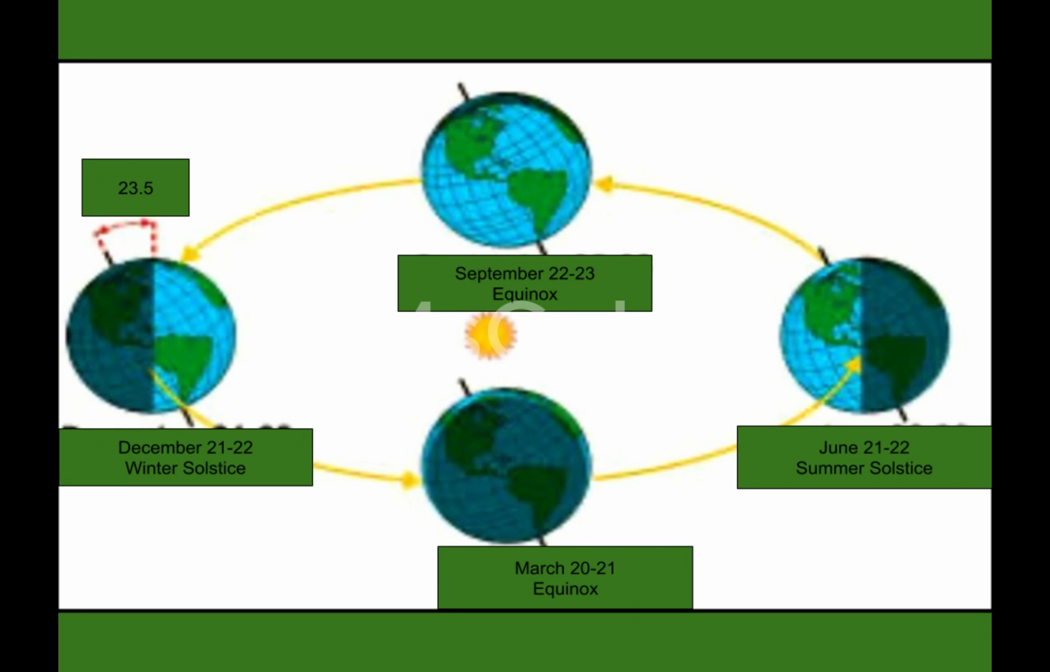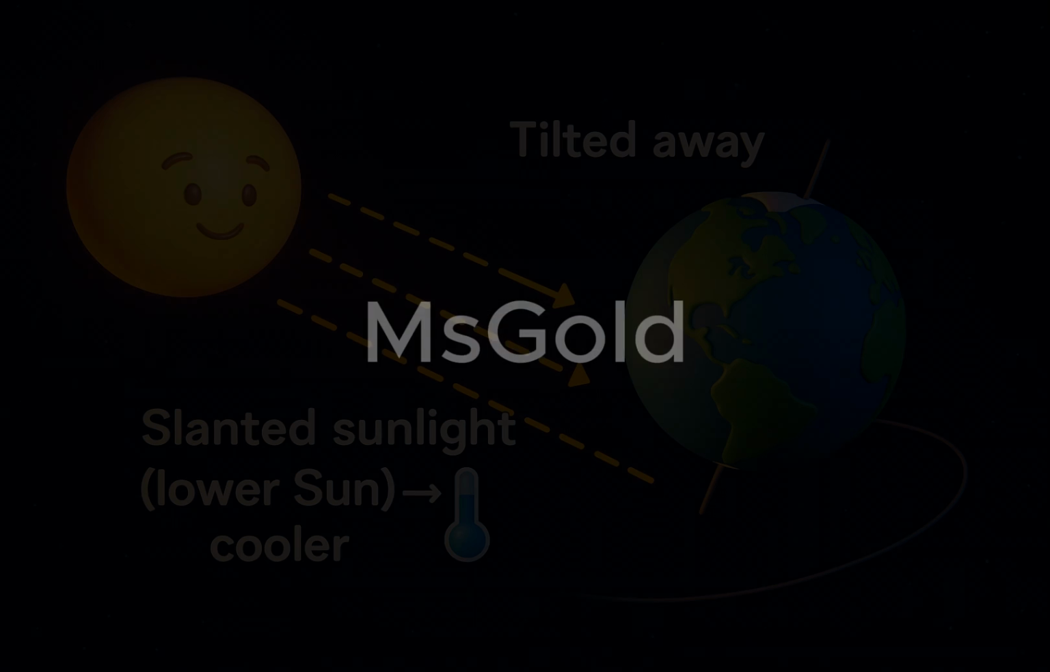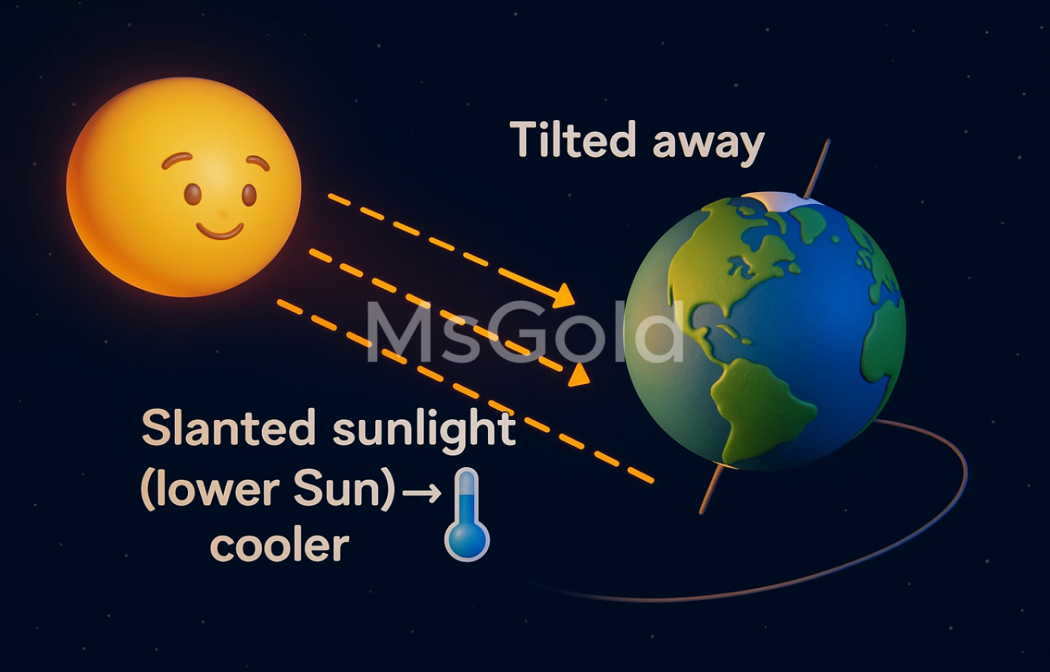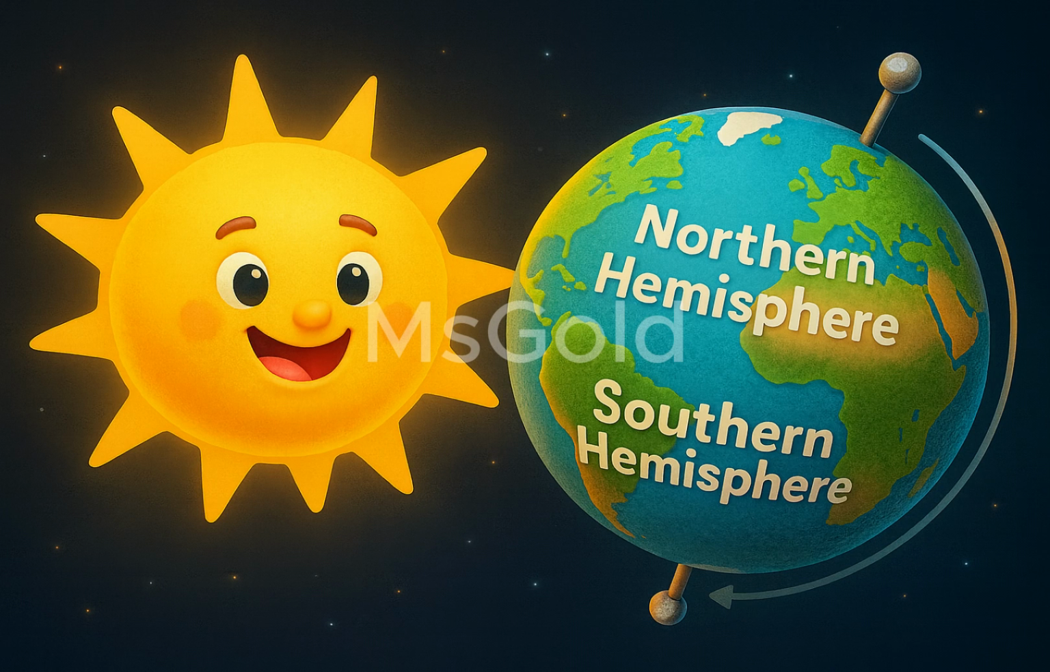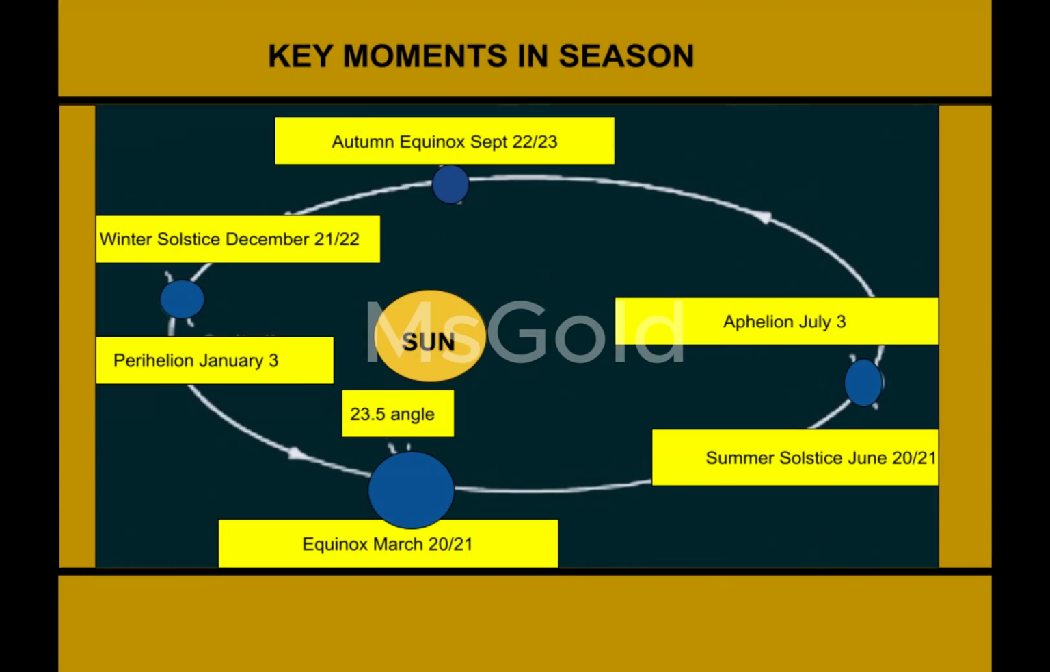Around September 22 to September 23, we have the September equinox. Day and night are equal everywhere again. Around December 21 to December 22, we have the December solstice. The Northern Hemisphere is tilted away from the sun. So there is winter in the Northern Hemisphere and summer in the Southern Hemisphere. The Northern Hemisphere has its shortest day.